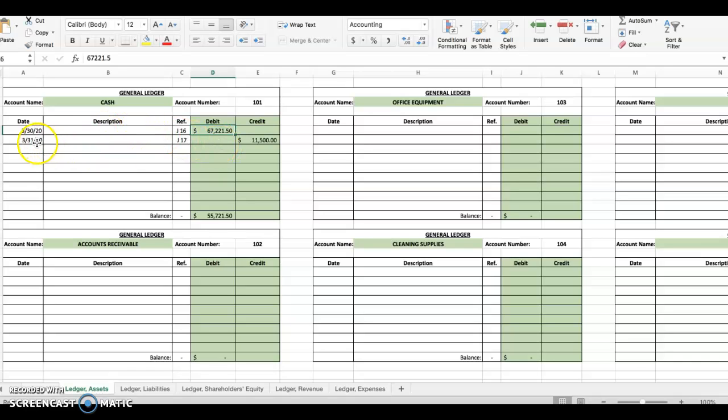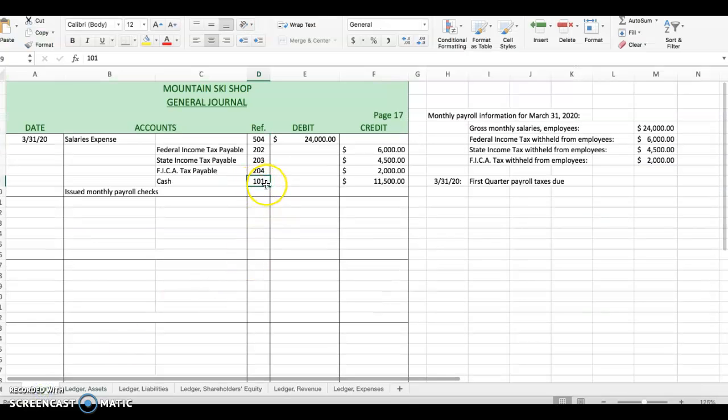So now when we do March, as of March 30th, we had $67,221.50. Now, the next day, we're going to have a credit of $11,500. And again, the 101 goes back into the journal.